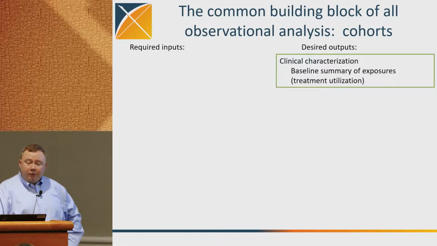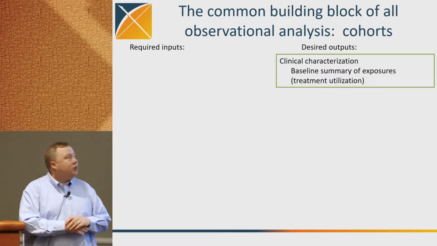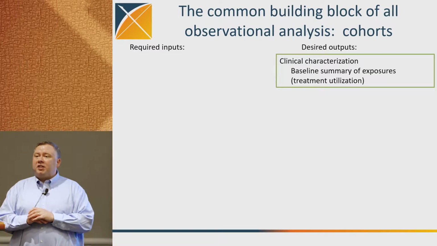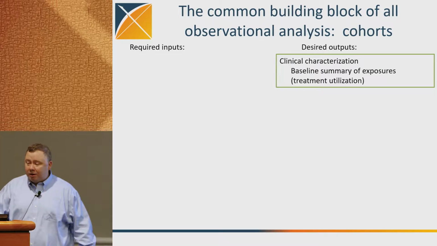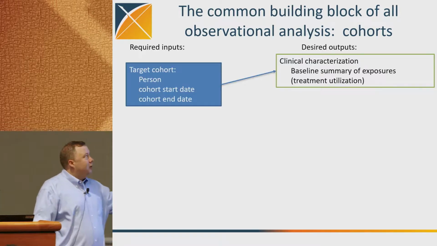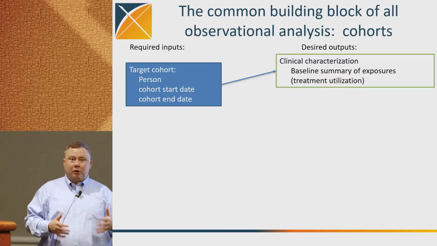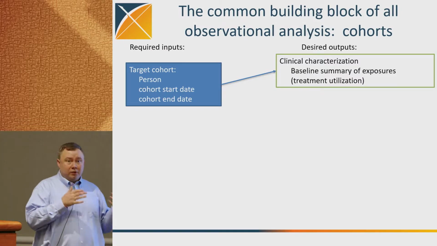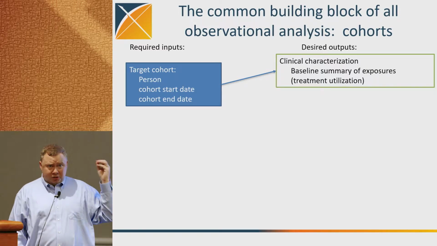So the bottom line is, if you want to do some research where you do some clinical characterization, let's say you want to examine disease natural history or you want to look at treatment utilization patterns, well, if that's your desired output, the input for that is going to be a target cohort. That is, you're going to define a set of people who satisfy some criteria for some duration of time, and you're going to use those people to produce your characterization.